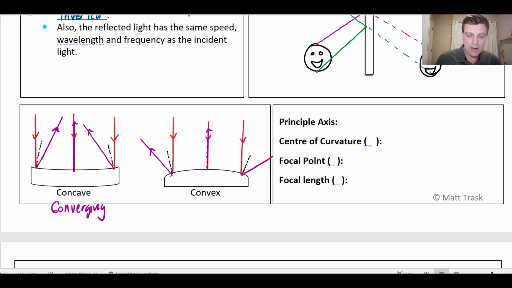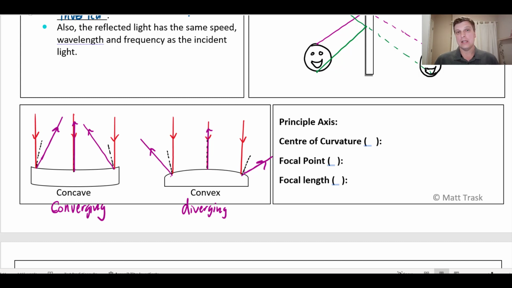Okay, now you can see here that those reflected rays are never going to meet. That's because this is also known as a diverging mirror. Now we're going to talk about lenses later on, so it's probably useful to think about these terms converging and diverging, as well as the convex, concave.